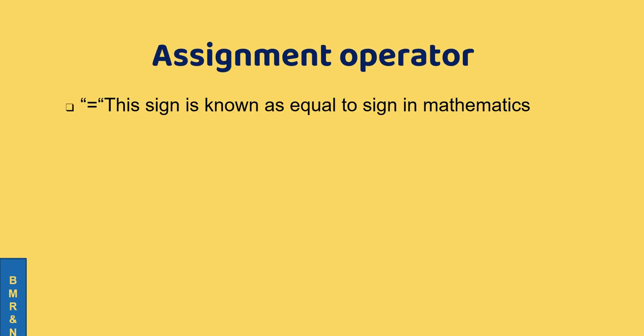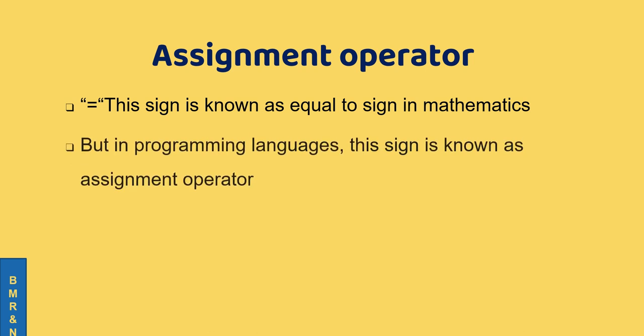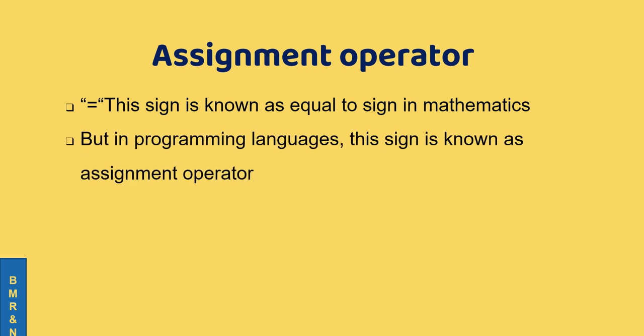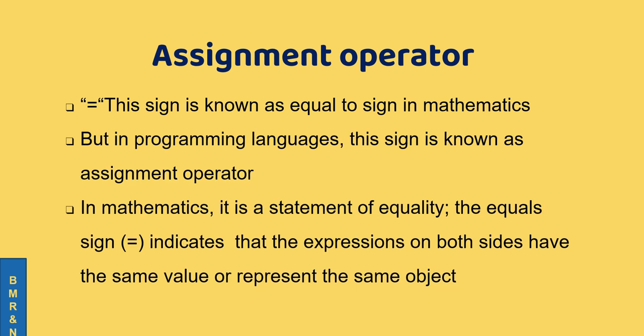This sign is known as the equal to sign in mathematics, but in programming languages, this sign is known as the assignment operator. In mathematics, it is a statement of equality. It shows both sides are equal. The equal sign indicates that the expressions on both sides have the same value or represent the same object. If A is equal to B, it implies that B is equal to A. Both are equal, you can exchange the sides.